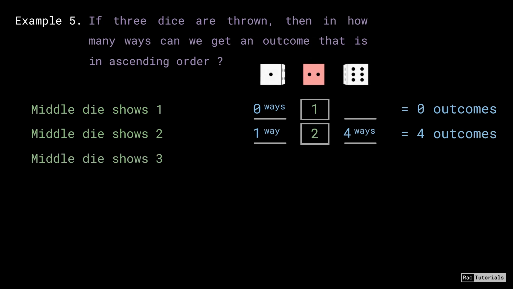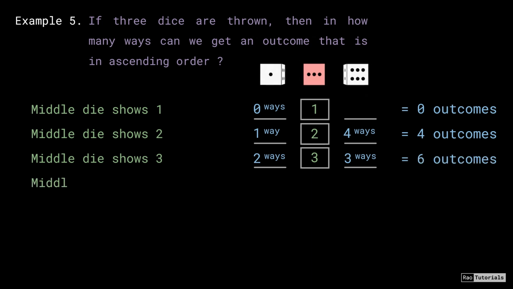If the middle die shows 3, then the left die can show either 1 or 2. So it has 2 choices. The right die can show a number greater than 3, that is 4 or 5 or 6 in 3 ways. So we have a total of 6 outcomes with middle die showing 3.